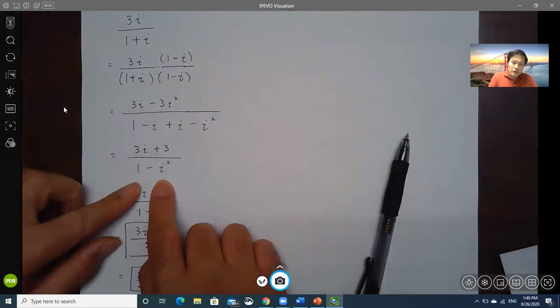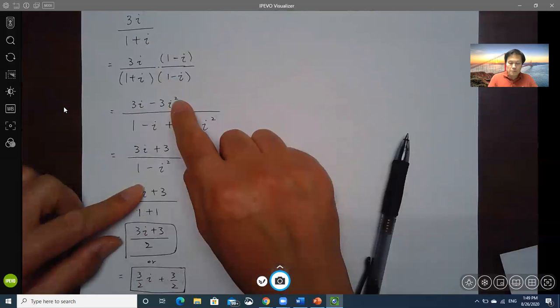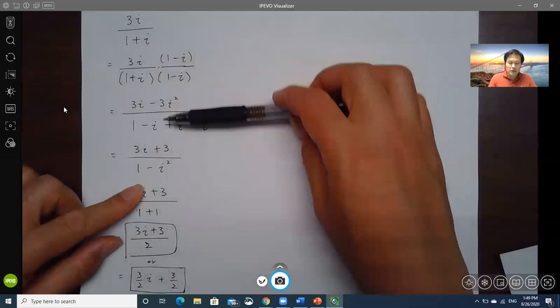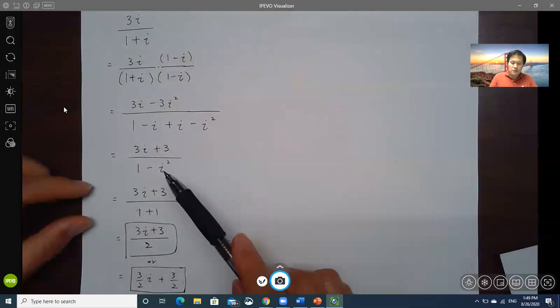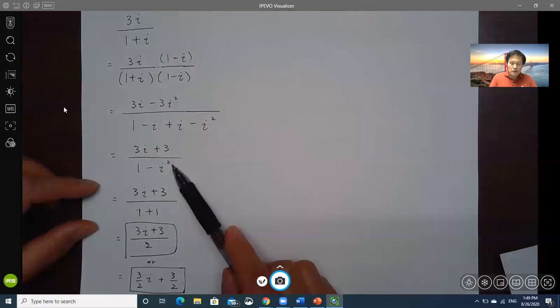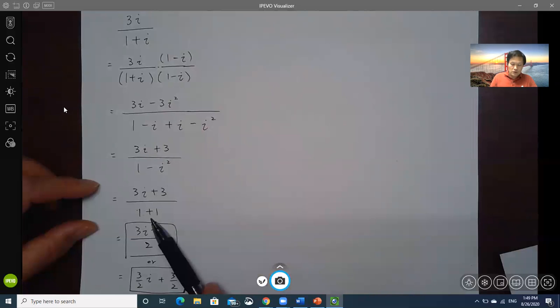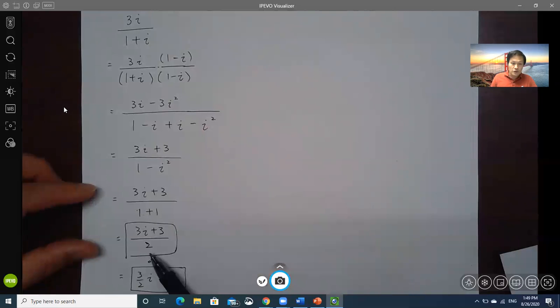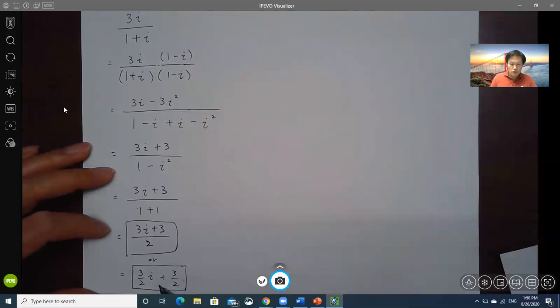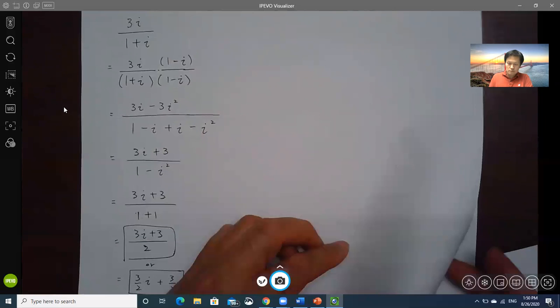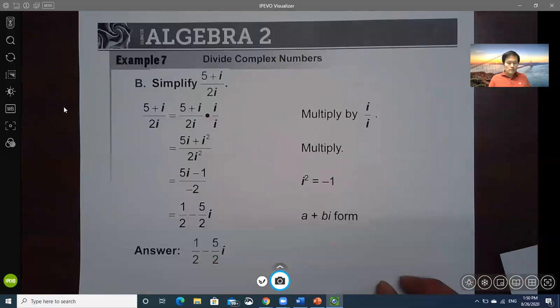Okay, i squared is equal to minus 1. So i times minus 1 times minus 3, so that's how I got plus 3 here. Same thing, i squared here is minus 1, minus minus 1 is positive 1. So this is a fantastic answer. Or you can split into this. Same question.